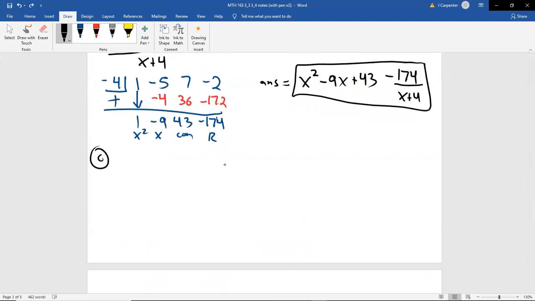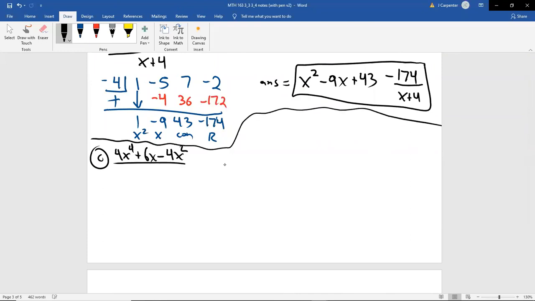So we're doing, once again, 4x to the fourth plus 6x minus 4x squared, all divided by x minus 4. Yes, x minus 4. So first of all, you might want to reorder this as 4x to the fourth minus 4x squared plus 6x, all over x minus 4. And then you also might want to note that there are no x cubed or constant term in the top, so we're going to need zeros in their place.